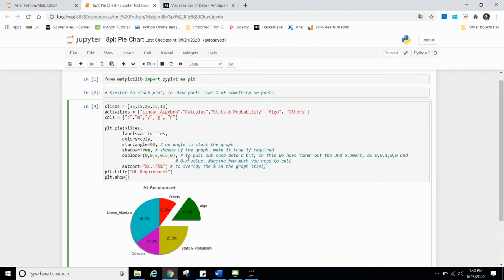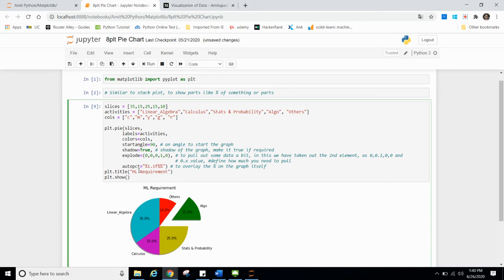Explode means you are cutting this slice out of it. So to pull out some data a bit, we use this explode. So you can see first, second, third, fourth. In fourth, we have pulled it out. So you can see one, two, three, fourth. So we have pulled out by 0.5 value. If you increase, it will go far away. So we can see it here.